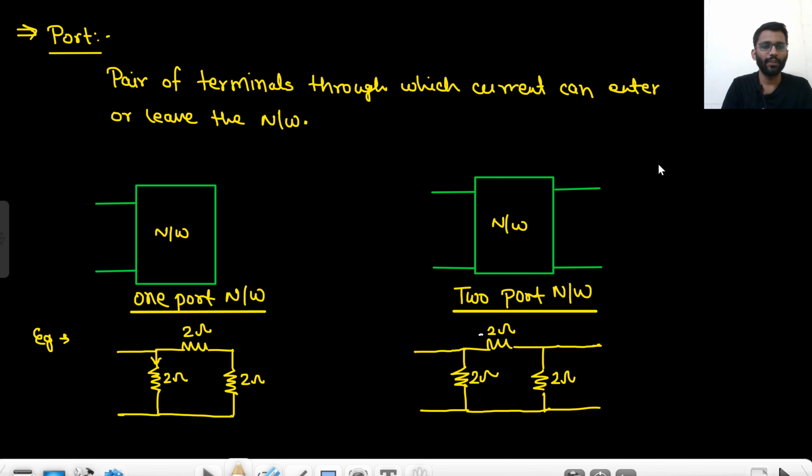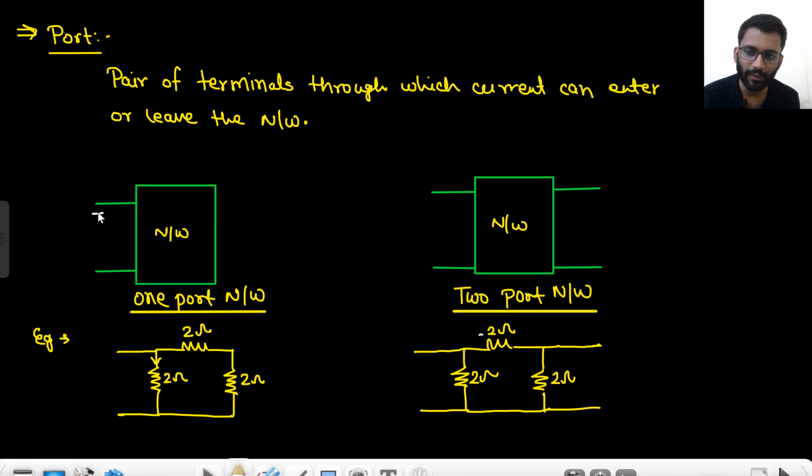Hello everyone. So in this video we will study about reciprocity theorem, but I will again and again use this term port. If you have already studied about it, you can skip to the theorem part, but if you haven't studied, I will just define the term. Basically in simple words, two terminal means one port. There are two terminals, I can apply a voltage here and can get a current out of it. So that means it is a one port network.